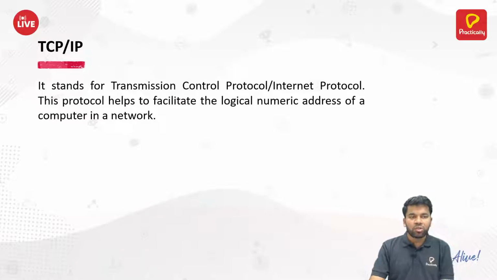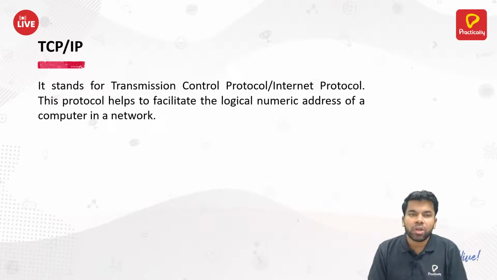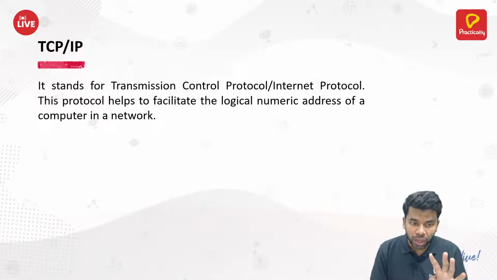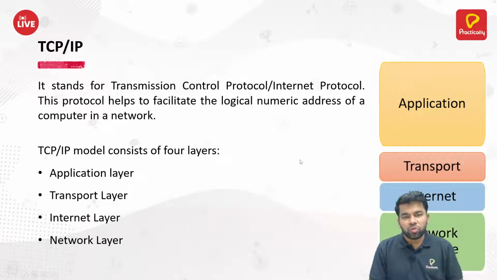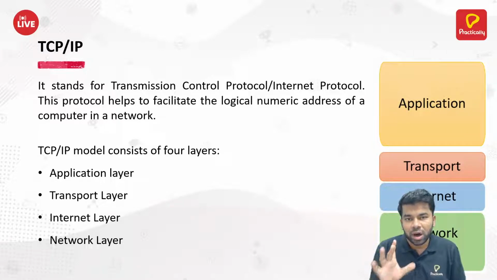The first one is the TCP/IP protocol. TCP/IP means Transmission Control Protocol / Internet Protocol. This protocol contains 4 layers on the internet. The 4 layers are the network interface layer, internet layer, transport layer, and application layer. These 4 layers contain some protocols inside them, and each layer is responsible for some work on the internet.